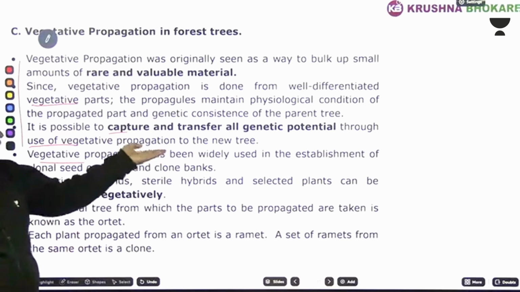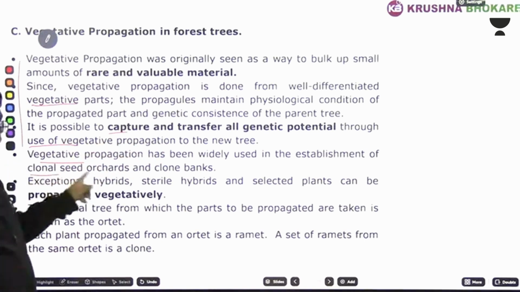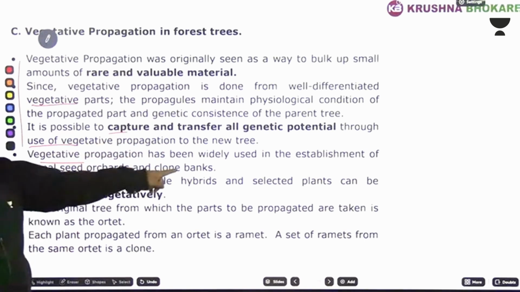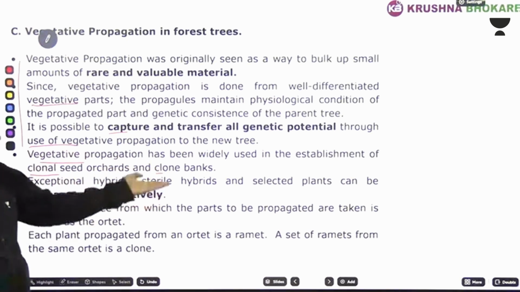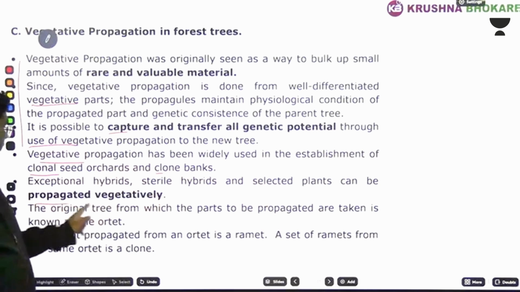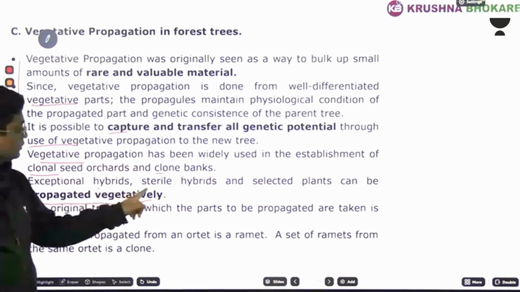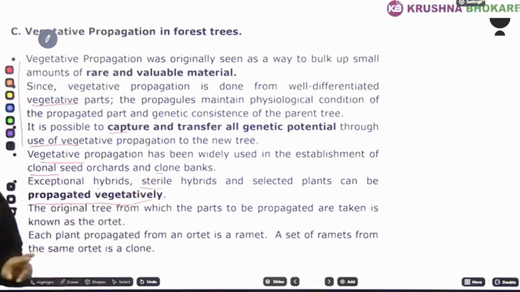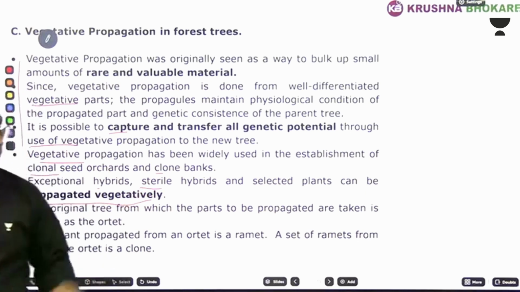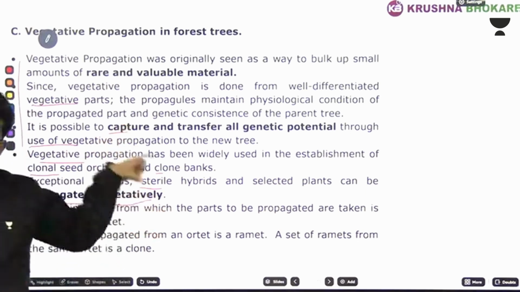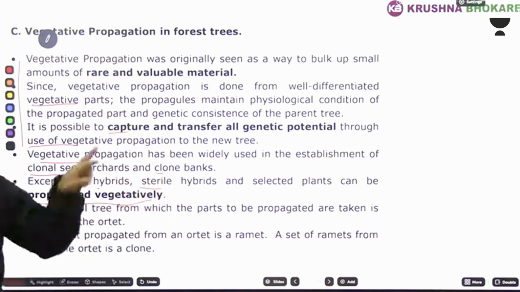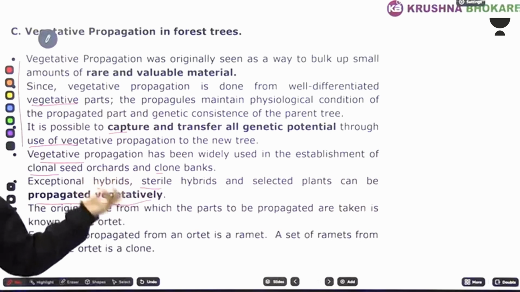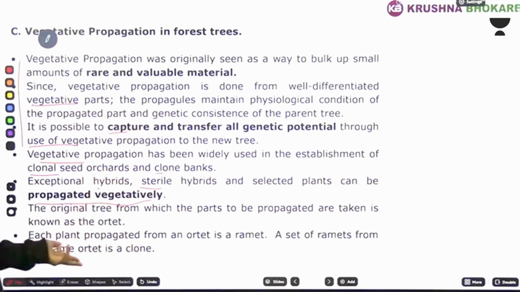Vegetative propagation has been widely used in establishment of clonal seed orchards and clonal banks. You can make clones. Exceptional hybrids, sterile hybrids, and selected plants can be propagated vegetatively. Sometimes hybrids are there, but they are sterile. Sterile means they do not produce viable seed. The current plant is okay, it is giving good fruits, but it doesn't produce viable seed. So if you want to sow many plants from this plant, what is the method? Vegetative propagation. Okay.